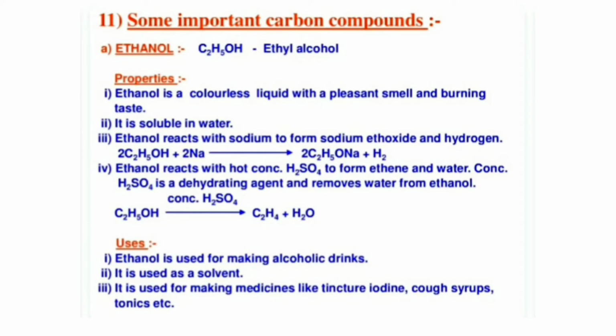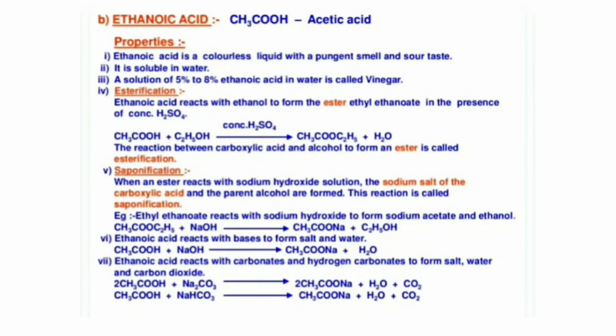Uses. Ethanol is used for making alcoholic drinks. It is used as a solvent. It is used for making medicines like tincture iodine, cough syrups, tonics, etc. Ethanoic acid, CH3COOH, acetic acid. Ethanoic acid is a colorless liquid with pungent smell and sour taste. It is soluble in water. A solution of 5% to 8% ethanoic acid in water is called vinegar.